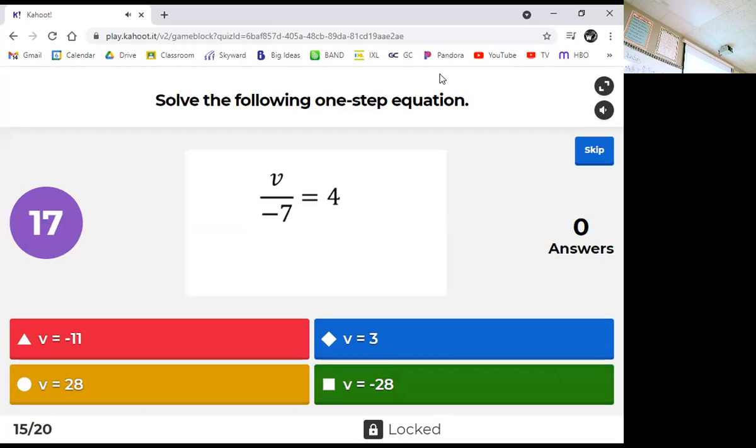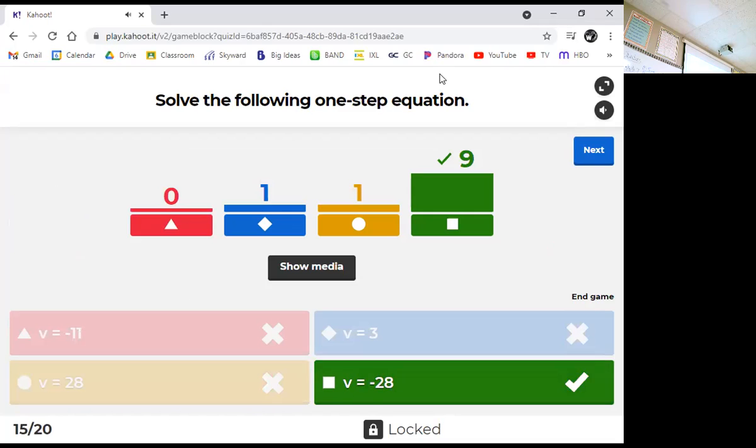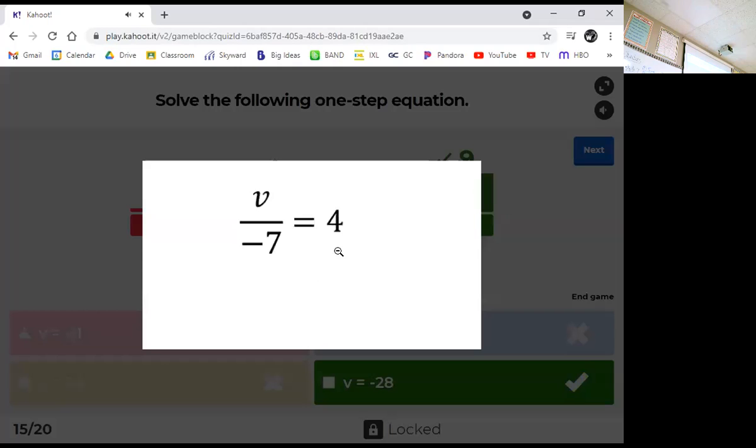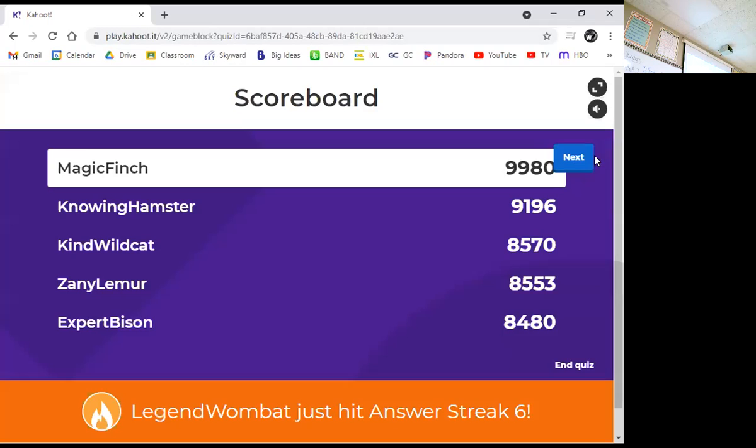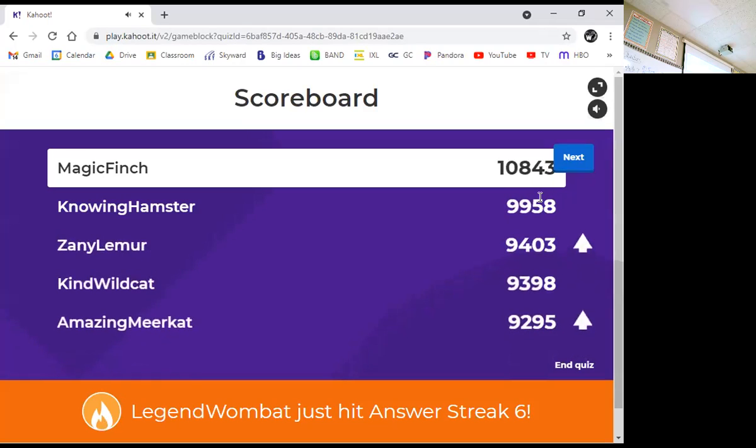V divided by -7 equals 4. The opposite of dividing is multiplying, but don't do two opposites. You shouldn't be multiplying by 7. You should be multiplying by the same exact -7, and that gives you -28. Times by -7, times by -7 to get -28. Because you've got to multiply. You're not adding or subtracting, you're multiplying in this case.